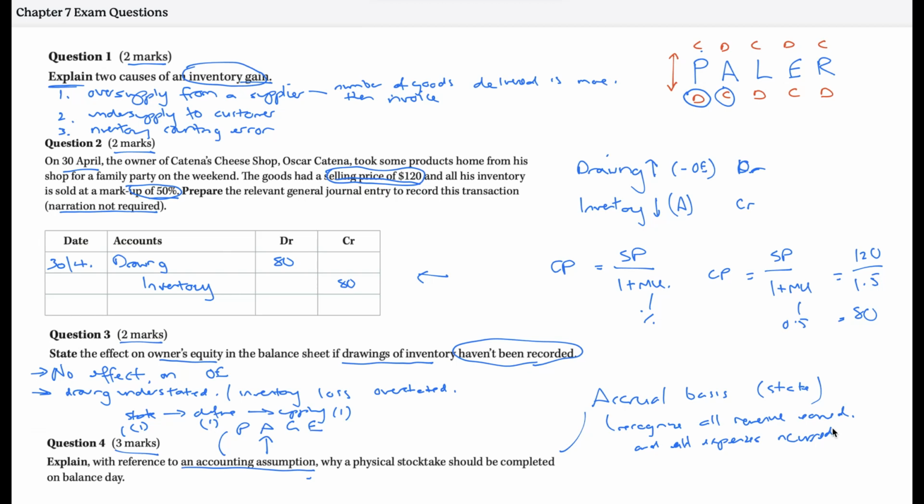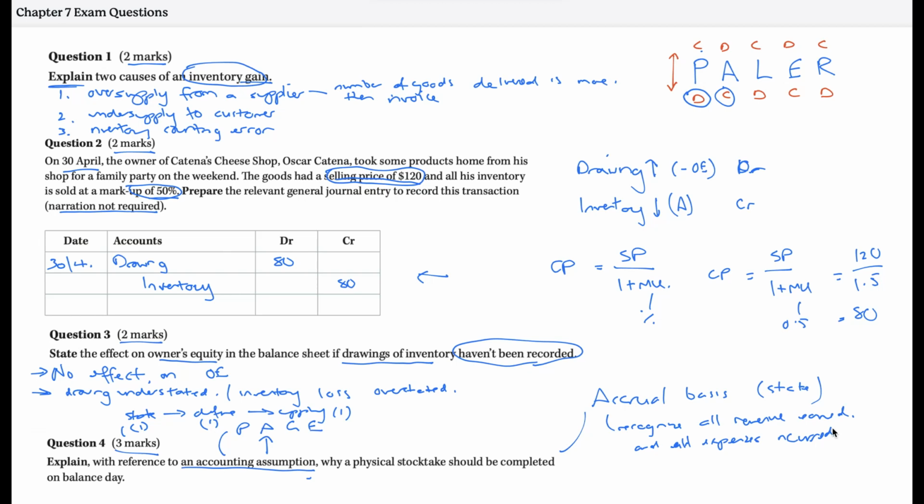A common error is someone might just skim through this question and start to talk about a qualitative characteristic. Unfortunately, that would mean you couldn't get any marks, and the model response would be something like this. The accrual basis assumption of accounting, we have stated it, defines profit as revenue earned less expenses incurred and requires that all revenue and expenses are recognized for the current reporting period. We've defined it.